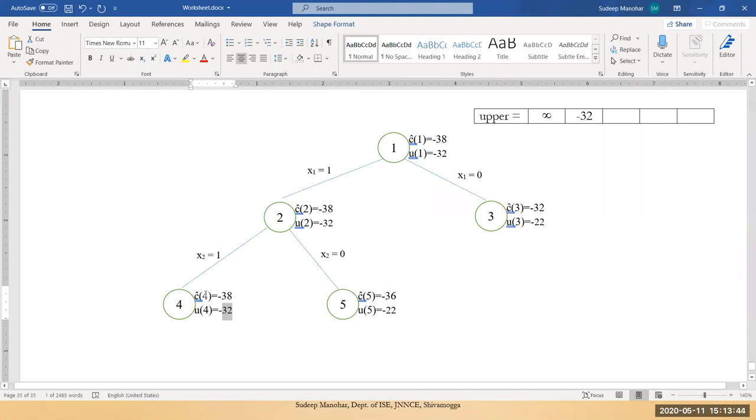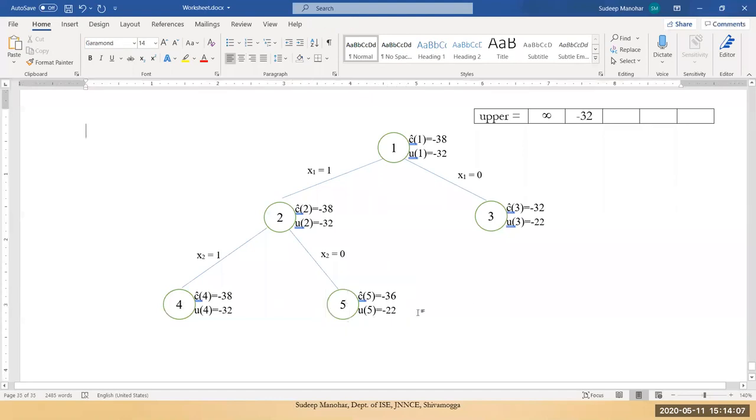Come to the C part. Now check node number 4, C of 4. Whether C of 4 is greater than 32, upper. Minus 38, whether it is greater than 32? No. Minus 36, whether it is greater than 32? No. Okay, so both 4 and 5 are not killed, they remain the live nodes. Next, now we have to choose any one of this. How to choose? Whichever that is having the minimum C of x. Minus 38, minus 36. Which is minimum? Minus 38 is minimum.